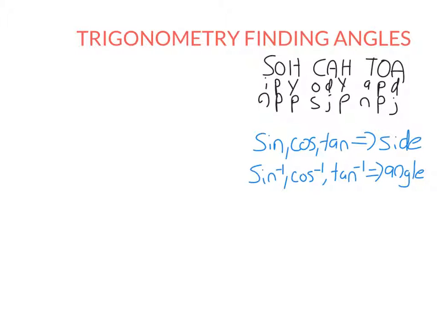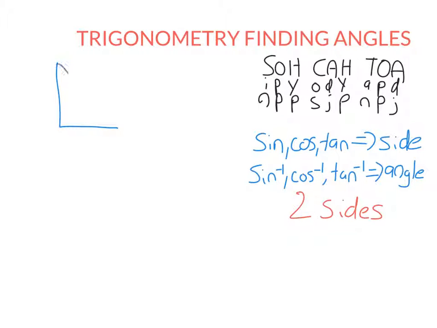So we're going to now look at finding an unknown angle in a right angled triangle. To do that you need two sides. When you're using Pythagoras, you don't find angles, you find sides. So trigonometry and Pythagoras sort of go hand in hand. Let's look at an example.